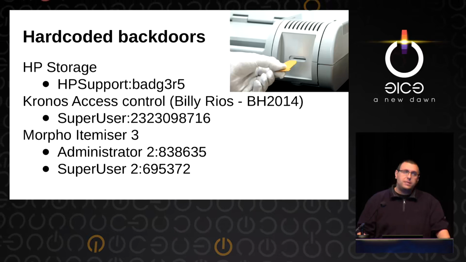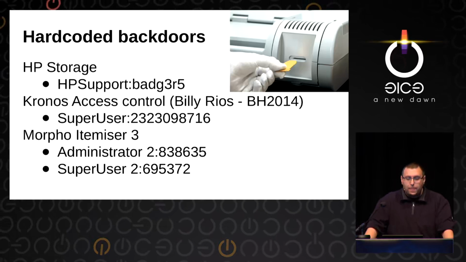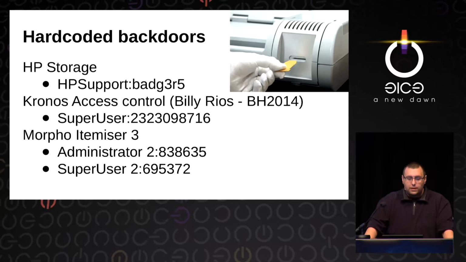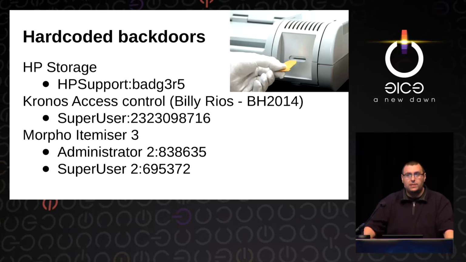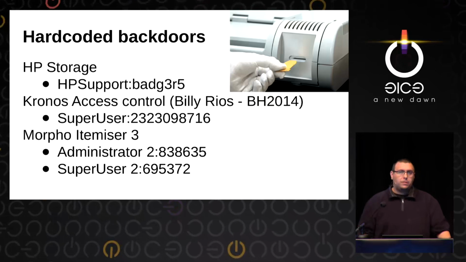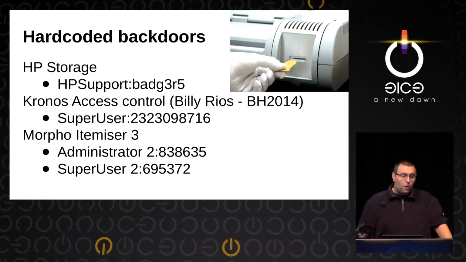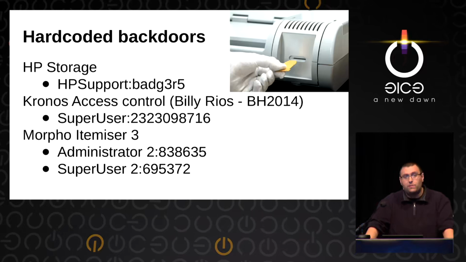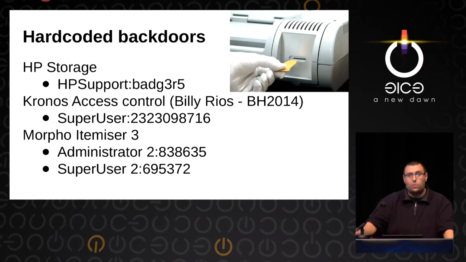Billy Rios at this year's Black Hat posted that almost all airport security controls, like access control devices that enable opening of doors or who is registered on the floor from the staff, or things like the Morpho Itemizer, which is a device that scans for narcotics or explosives when they swab you, have integrated backdoors. Those are the usernames and passwords. And of course, all of those devices are networked.